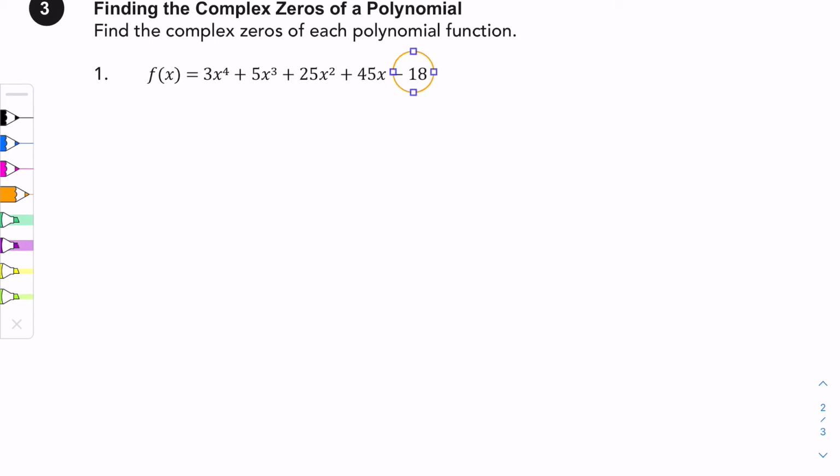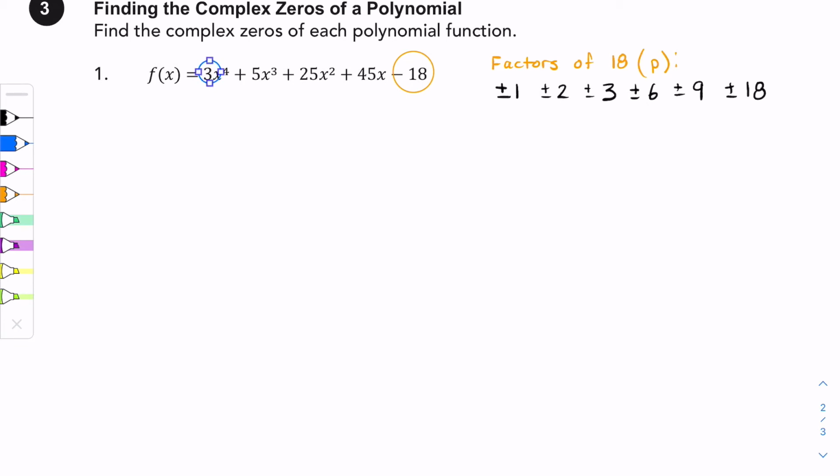So I have 3x to the fourth plus 5x cubed plus x squared, 25x squared plus 45x minus 18. So negative 18, or just 18, is our p-value. And we need to list all of the factors. This would be plus or minus 1, plus or minus 2, plus or minus 3. We do not have 4 or 5, but we have plus or minus 6, plus or minus 9, plus or minus 18.